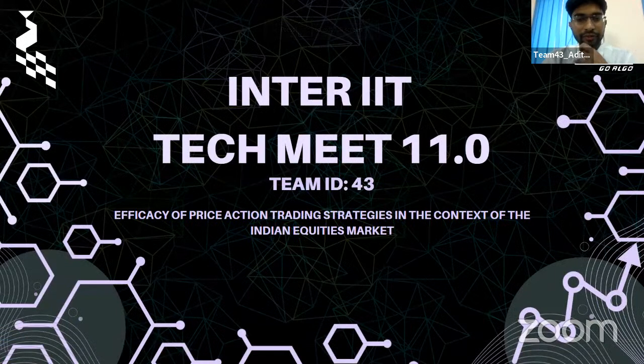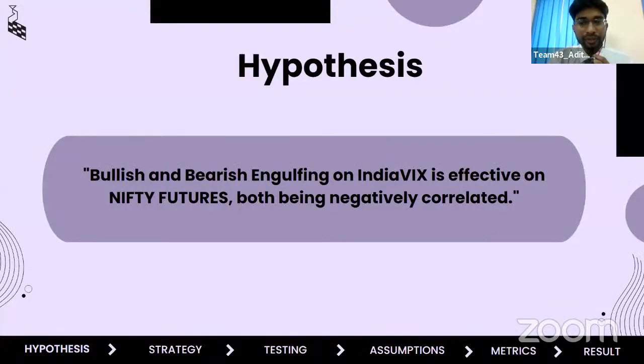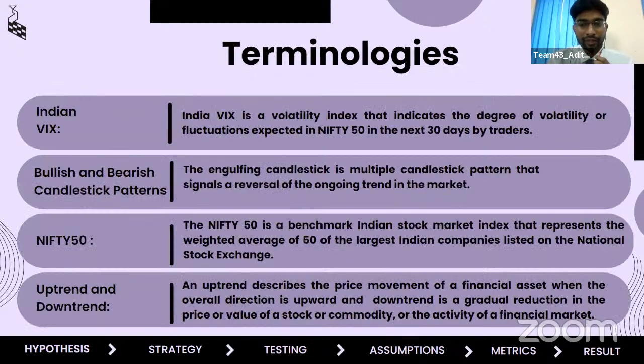Good morning, everyone. Here we are, team number 43, presenting our hypothesis for QuantInsti efficiency of price action trading strategy in context to Indian equity market. Our hypothesis is bullish and bearish engulfing on India VIX is effective on Nifty future since both being negatively correlated. Coming to India VIX, it is a volatility index that indicates the degree of volatility. In the strategy, we use bullish and bearish engulfing for Nifty 50 future to observe uptrend and downtrend.